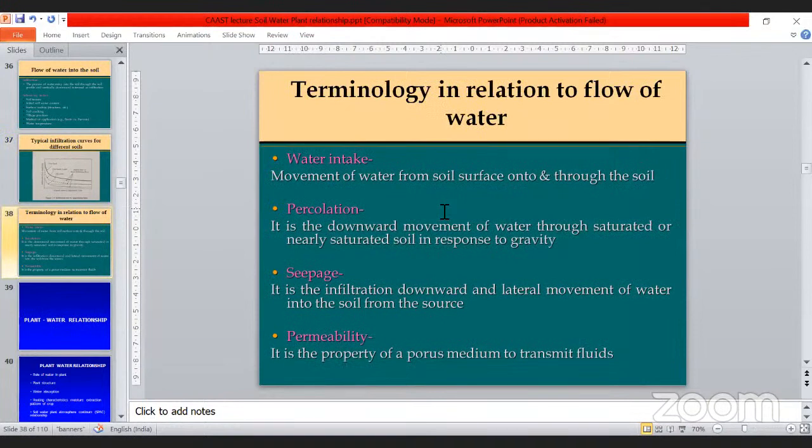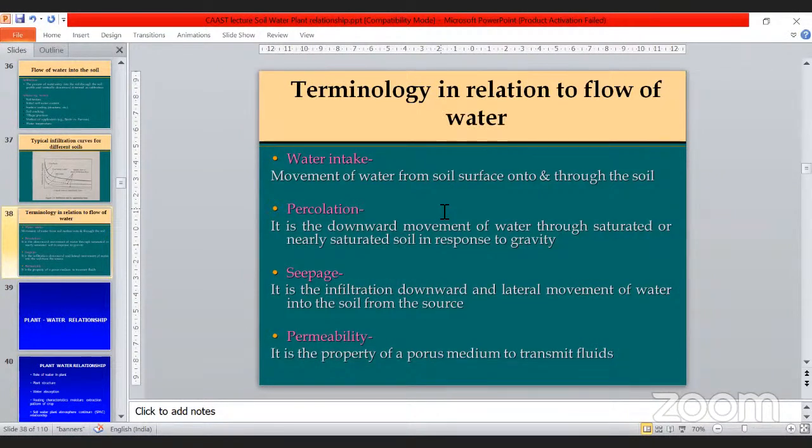So that is the terminology in relation to the flow of water. When the water is going into the soil, there are different steps. First is water intake, the entry and movement of water from the soil surface, through the soil, into the deeper layers. So that is called water intake.